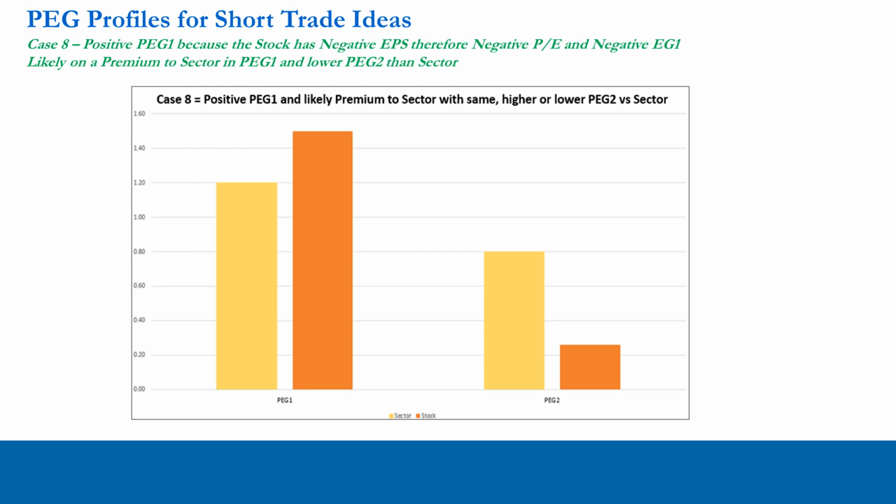When we move into period 2 for case number 8, in period 2, if you recall, the earnings growth number was very high, around 100%, and EPS had gone positive from a negative position. So we end up with a positive PE and a very high positive earnings growth number. So what we're probably going to see here is obviously a positive PEG ratio, but we're going to see it as being a low number and likely that it's on a discount to the sector in PEG 2.